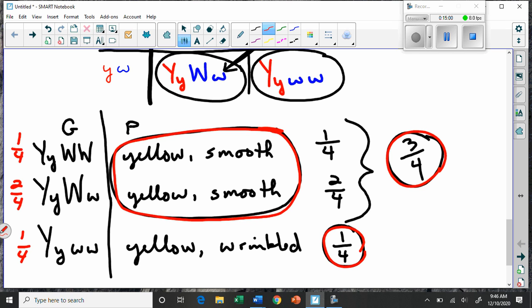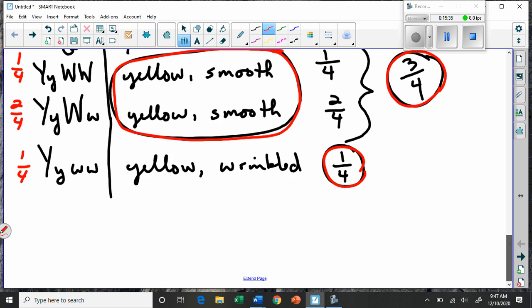Remember, these are probabilities. They're not actual numbers. It doesn't mean every time they have seeds, you're going to get 3 and 1 out of every 4. Well, it kind of does, but it has to be over a large number of seeds. The first 10 seeds you count could all be yellow and wrinkled. But if you count 500 seeds, then eventually you'll see that it will come out to a 3-to-1 ratio for these two phenotypes.